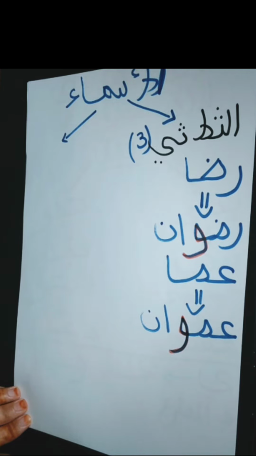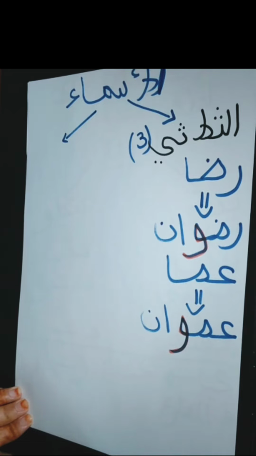We can see that when we change this word to 2, we will find الواو, and if we find الواو, then we should write it with الألف الممدودة. It's the same rule as with verbs: الواو gives us الألف الممدودة and الياء gives us الألف المقصورة.